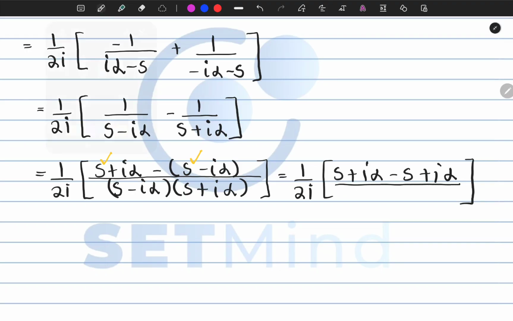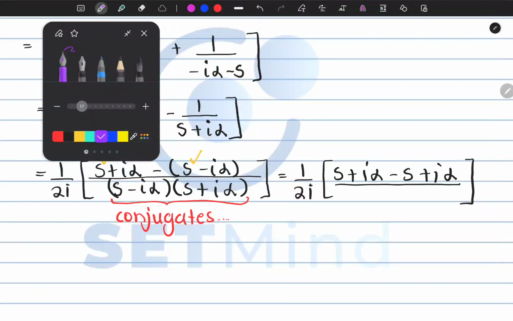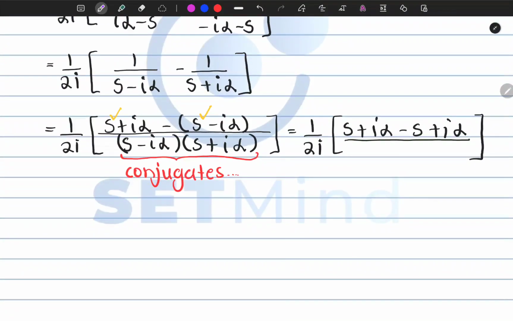Then divided by, what I want to remind you is the multiplication of conjugates. So complex conjugates. What I need you to remember is that if you are multiplying complex conjugates, this is as good as a difference of two squares. So let's call this a difference of two squares kind of problem.